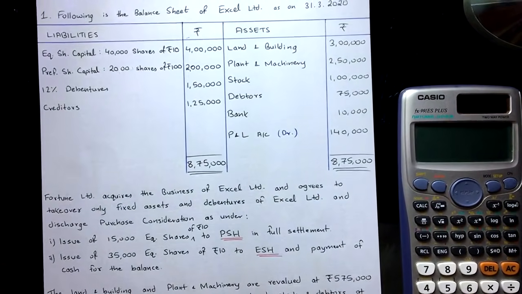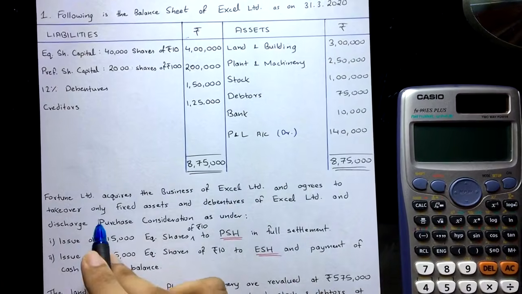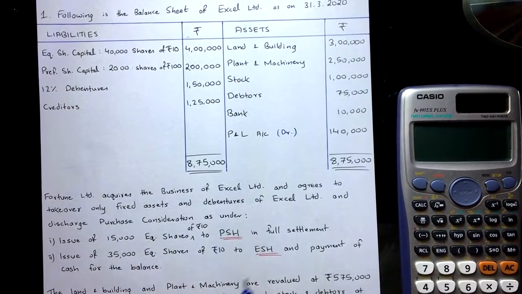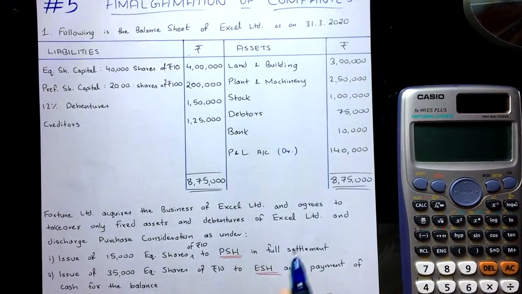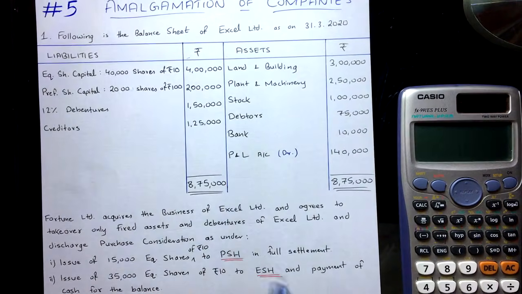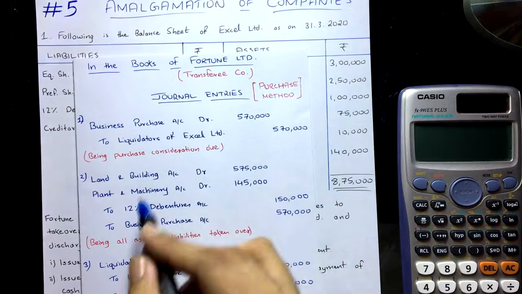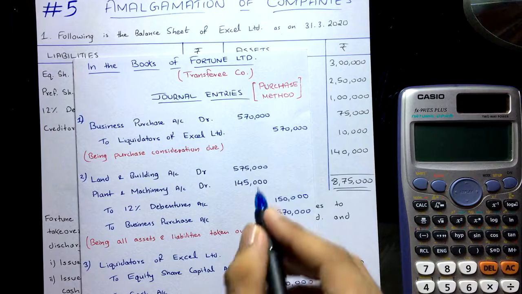See what they have said in the question: Fortune Limited acquires the business of Excel Limited and agrees to take over only fixed assets and debentures. Only fixed assets, land and building is taken, plant and machinery is taken, and what else is taken? Debentures are taken, 1,50,000. So only that will come in the second entry, whatever is taken over. And at what values? At the agreed values.